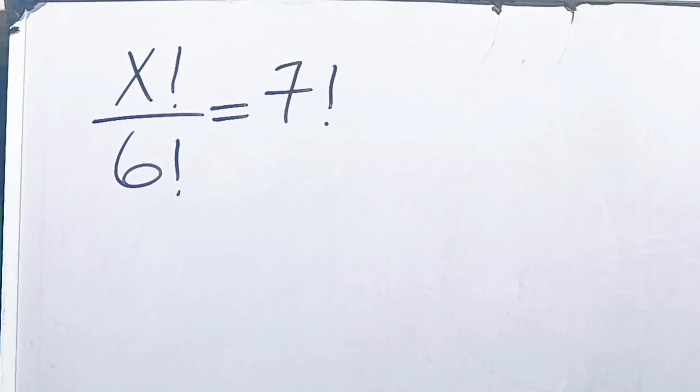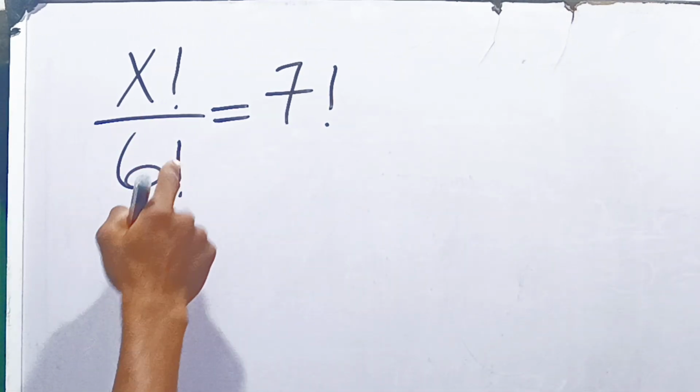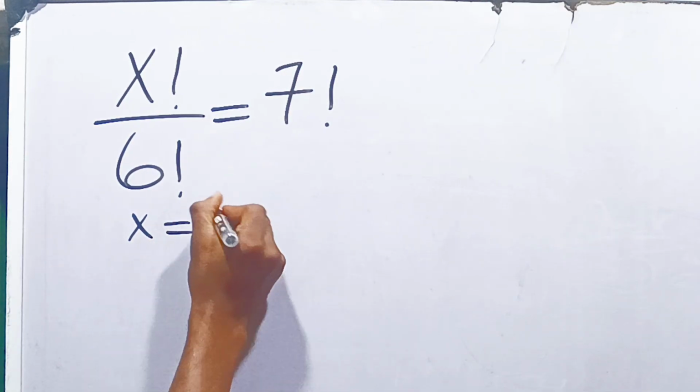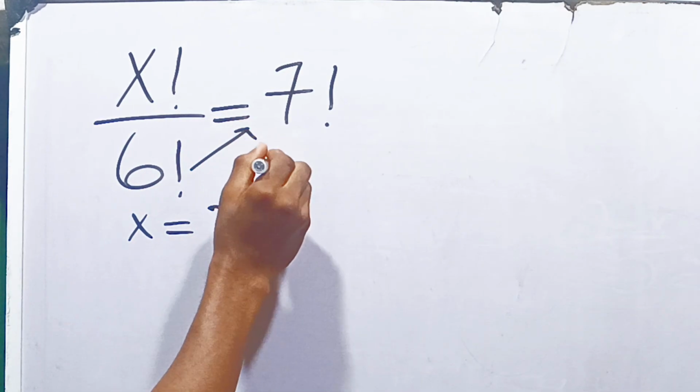Let's solve this question together. It says x factorial over 6 factorial is 7 factorial. Let's solve for x in this question, okay? Or let's find what x factorial would be. So the first thing we can do here is to cross multiply.